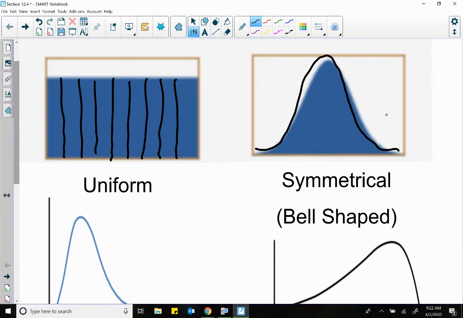So this is what we call a normal distribution, symmetrical, and this is what we as professors shoot for when we think about grades. We have a few A's, a few F's, a couple more D's, a couple more B's, and then hopefully everyone's in the middle, average, right? So this is what we call a bell-shaped curve.